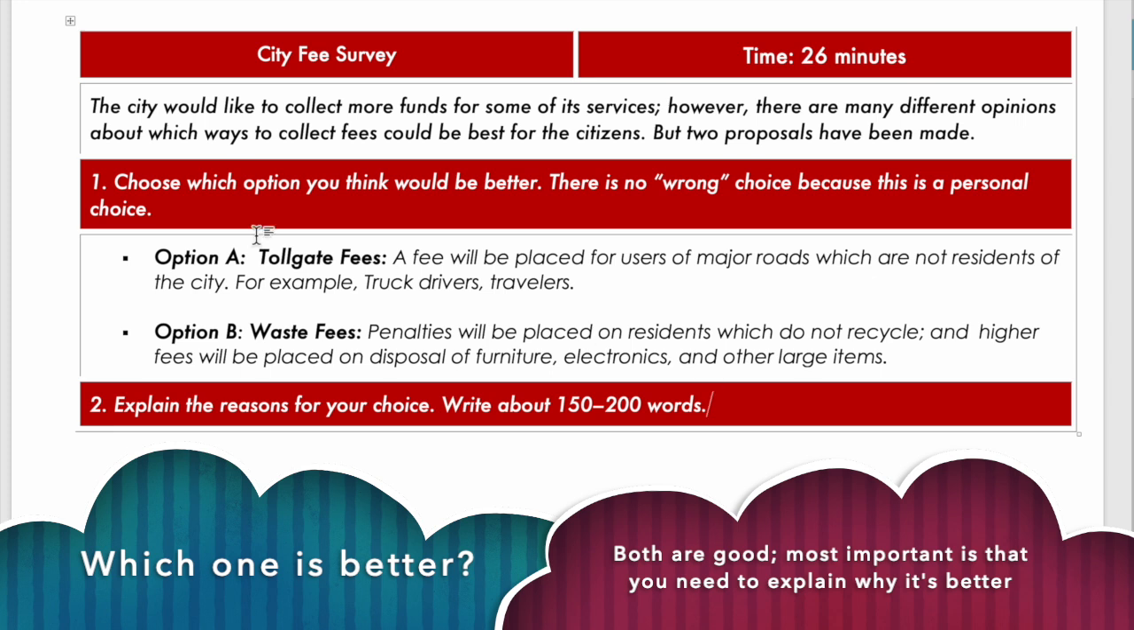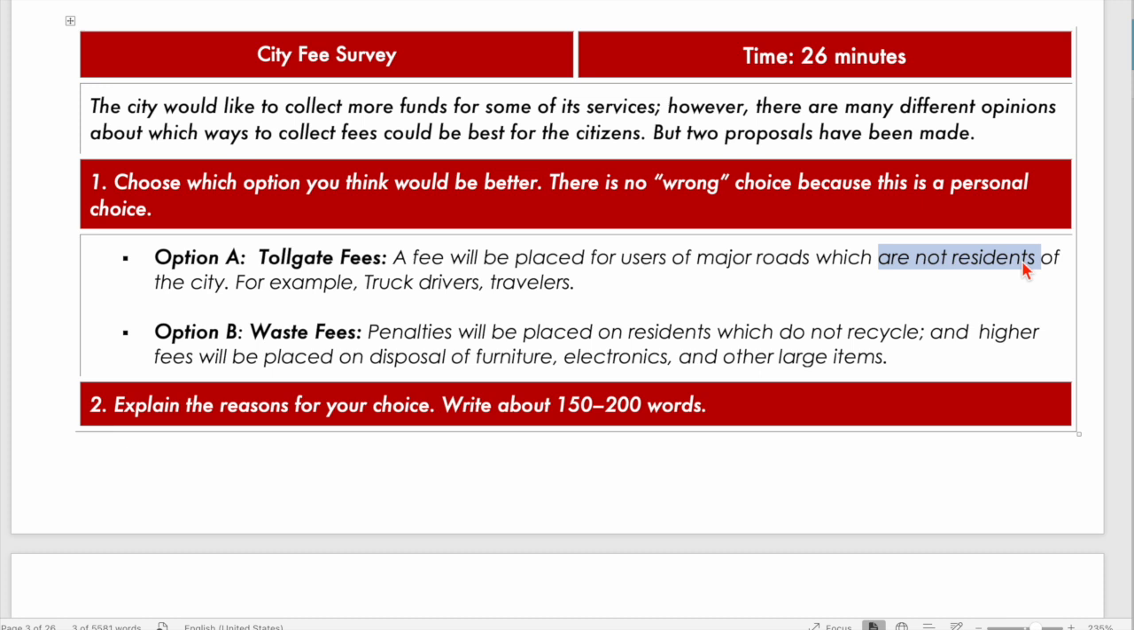And I think this one is good because, well, I think the best is that the city residents don't pay anything. It's only for non-residents, not residents. And also, I think this one is good because people need to recycle and we need to recycle more. So you see, both are good.